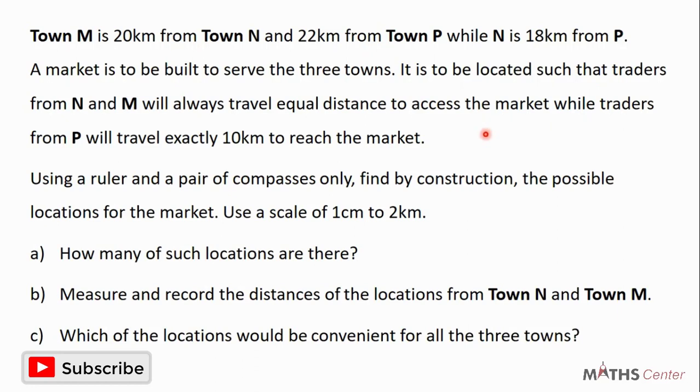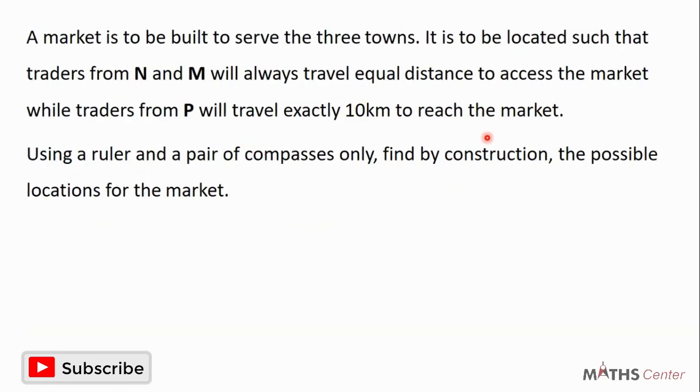In this video, we are going to consider the second part of the question. So let's do that. The second part of the question says that a market is to be built to serve the three towns. It is to be located such that traders from town N and town M will always travel equal distance to access the market, while traders from town P will travel exactly 10 kilometers to reach the market. Using a ruler and a pair of compasses only, find by construction the possible locations of the market.